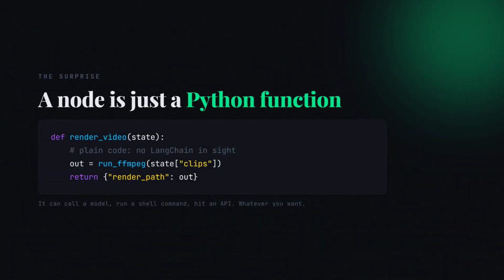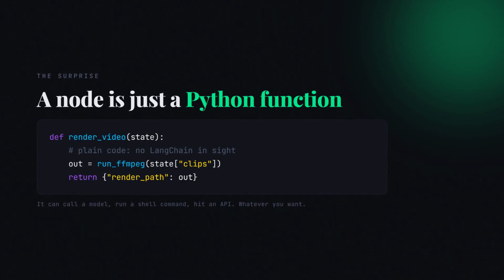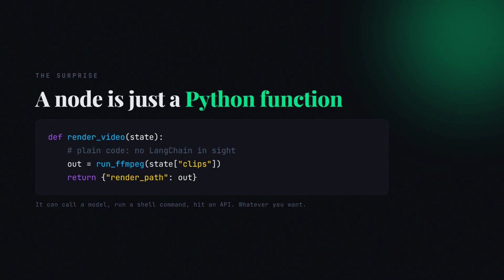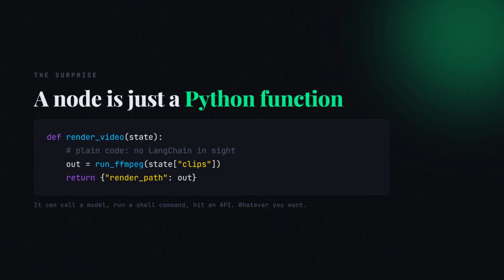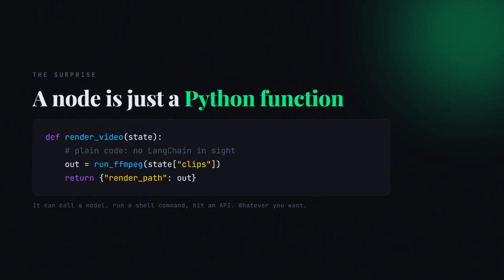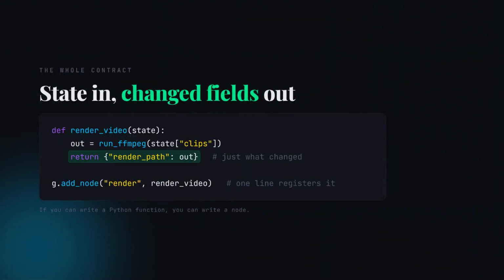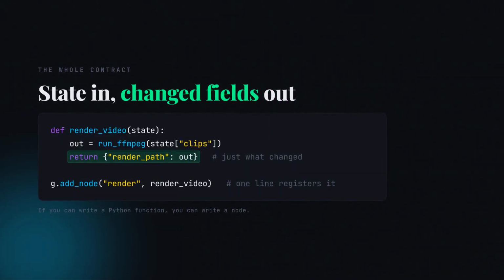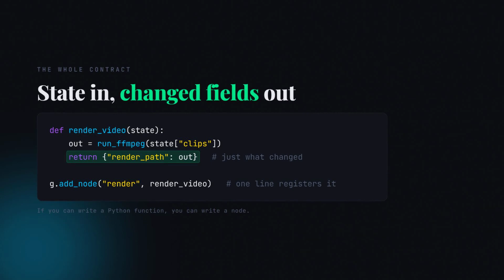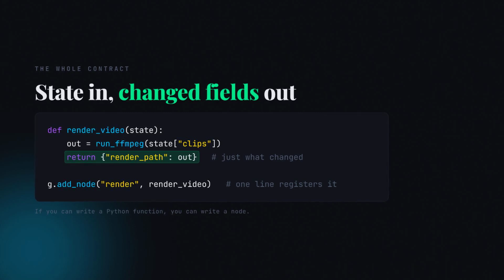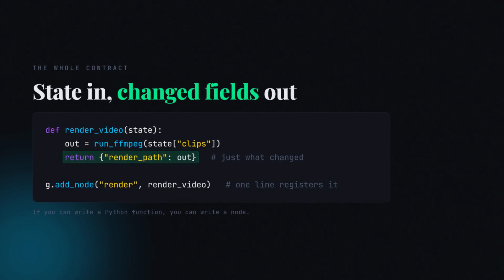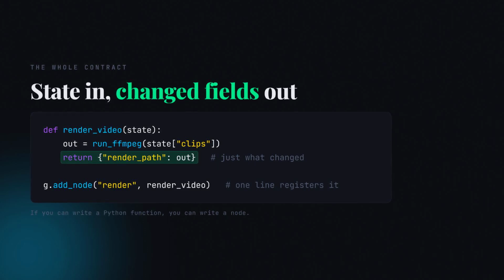Now, here's the part that surprises people. You do not need LangChain to use LangGraph. A node is just a Python function. It can call a model, run a shell command, hit an API, whatever you want. And look how small the contract is. Your function takes the state object in, does its work, and returns just the fields it changed. Then, one line registers it on the graph, add node, right here. If you can write a Python function, you can write a node.